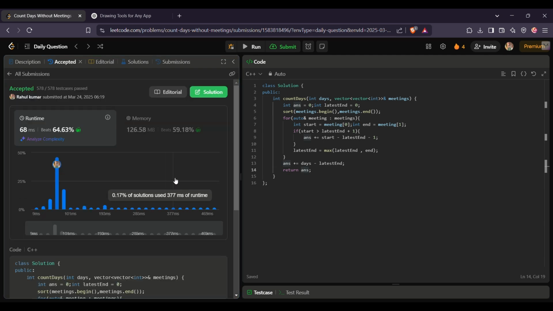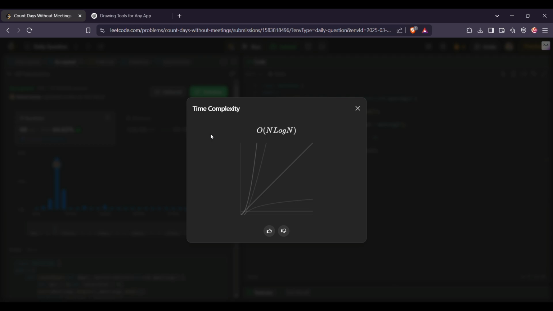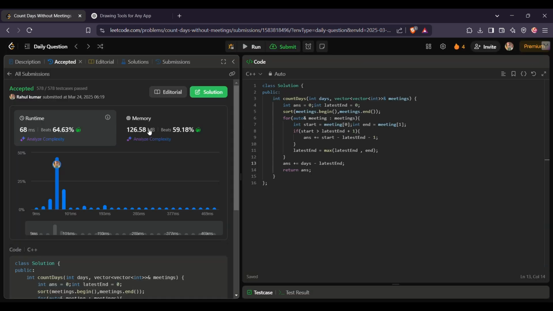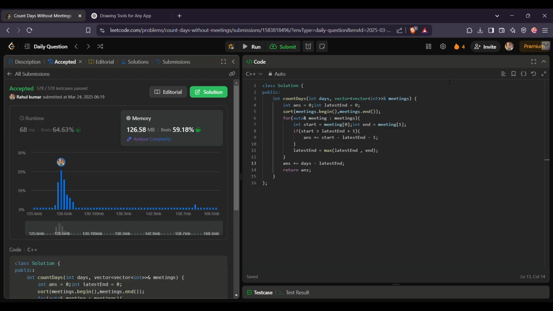You can see the time complexity also. It is O(n log n), because we are sorting, which takes n log n, and the loop is O(n), just one loop as you can see. And the space complexity, you can also see, is simply O(n).